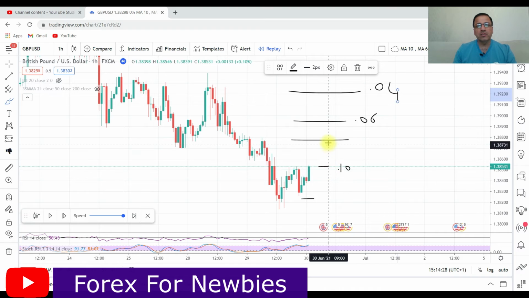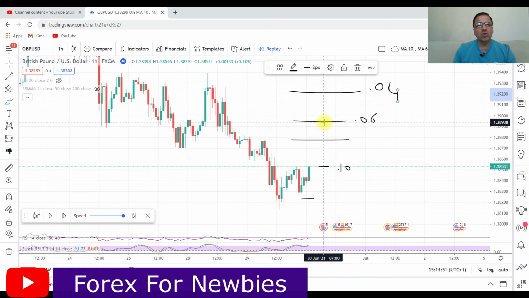Now the 1-to-1 RR, my first TP, is smaller, so there are more chances that it will hit the TP, and I will at least earn some profits. And then as soon as this TP is hit, I'll move my stop loss to break even. Now my trade is secure. Now my 2 trades are running.